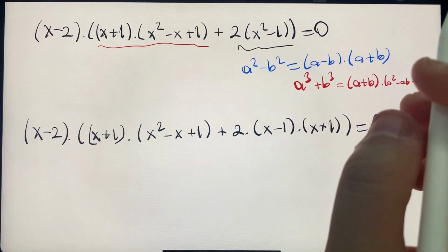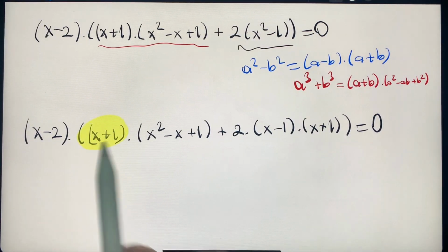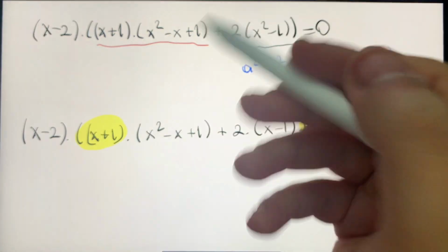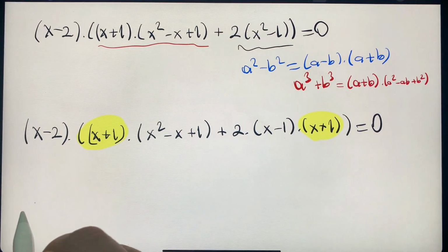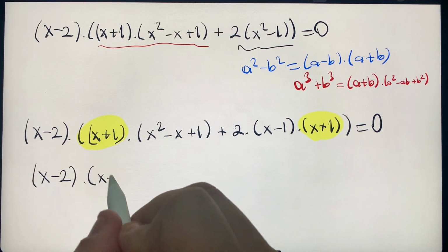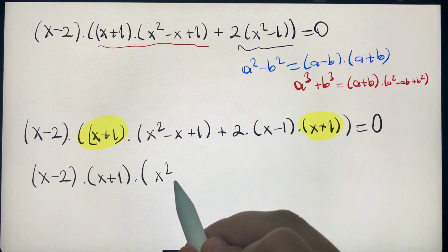Now what can I do next? If you pay attention, what do they all have? X plus 1 is here, x plus 1 is here. Then I'll take the x plus 1 bracket. Yes, what will happen? X minus 2 times x plus 1 times what's left inside: x squared minus x plus 1.